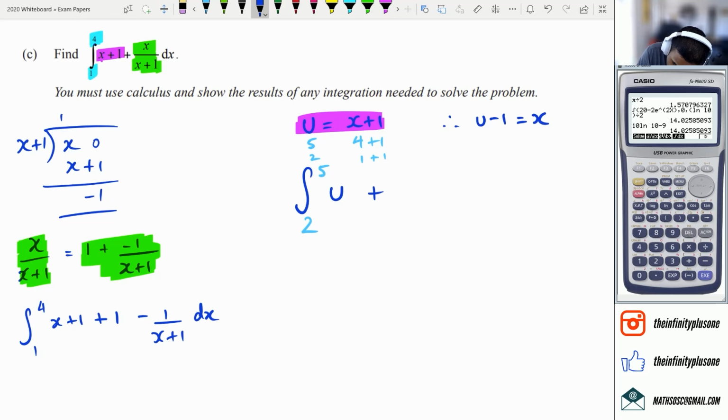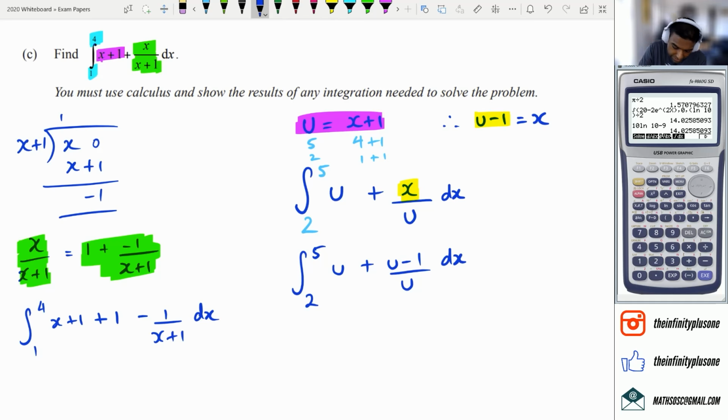Plus x over x plus 1. X plus 1 is also u. And I've still got dx there. I haven't fully substituted all the x's out, because there's still an x and there's still a dx. Remember that x is equal to u minus 1, so I can replace that. So I've got the integral from 5 to 2 of u plus u minus 1 over u. And I've still got the dx.